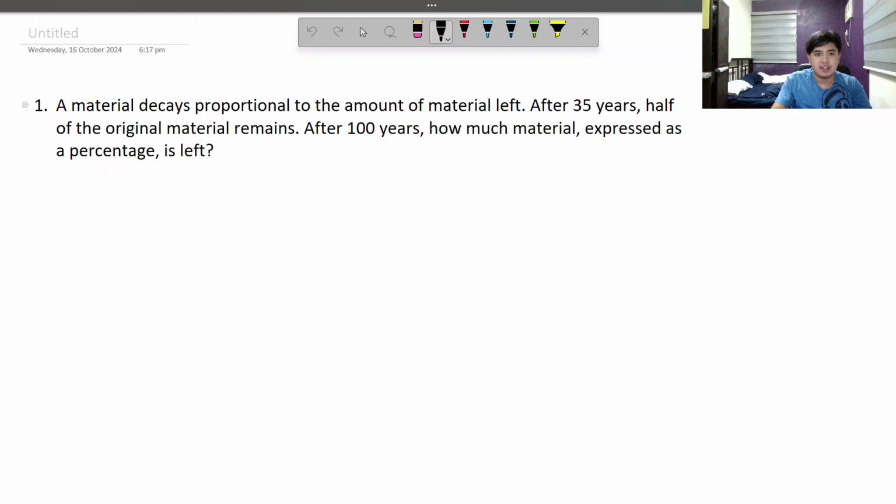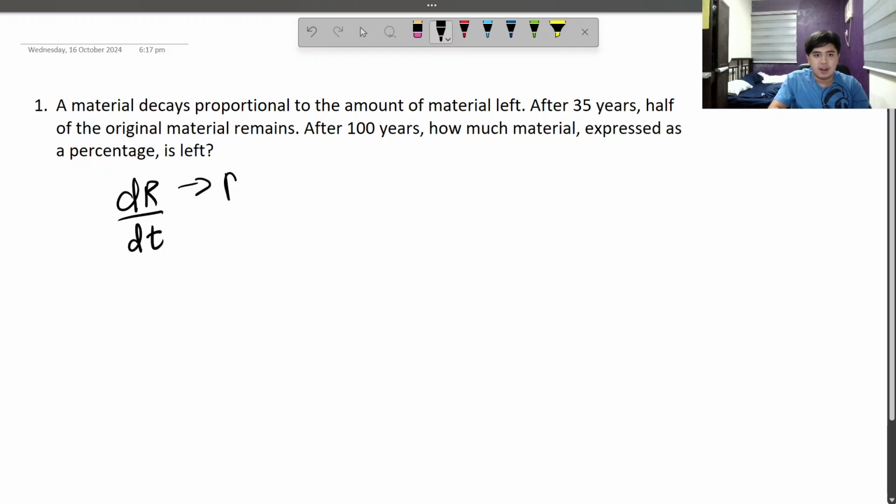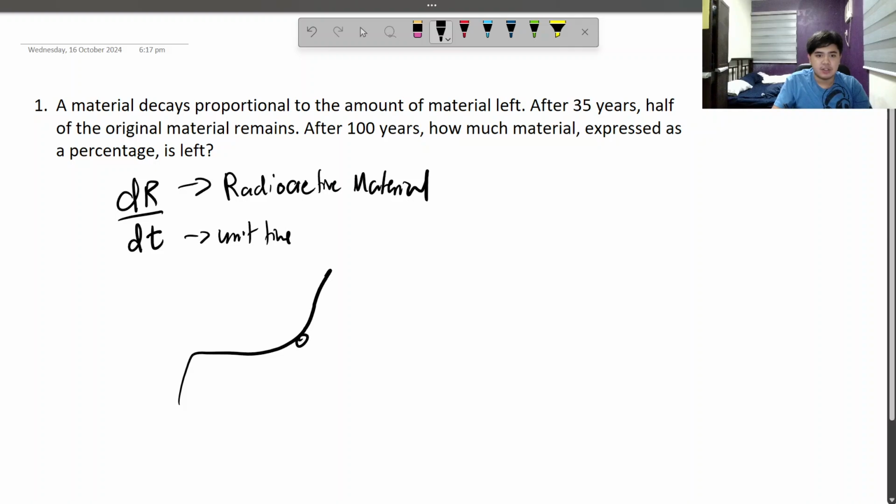But the problem with that is that we're only given the relationship between the decay rate and the amount of material. The decay rate we can express as a derivative, so dR over dt. R represents the radioactive material left. Usually decay is radioactivity, so this is the radioactive material, and this is unit time. If this was a graph, dR over dt would be the slope, or the rate of decay at each point.